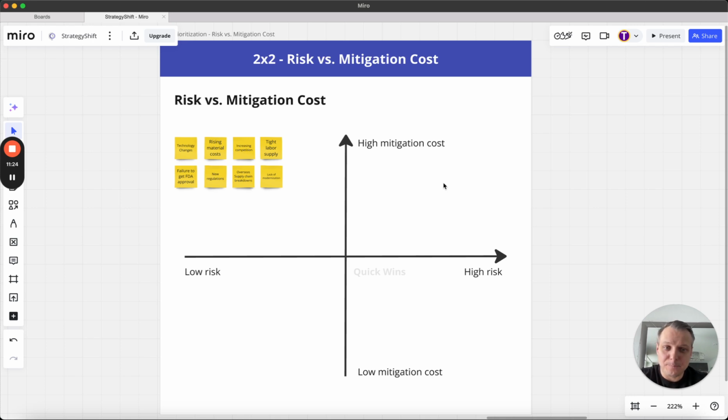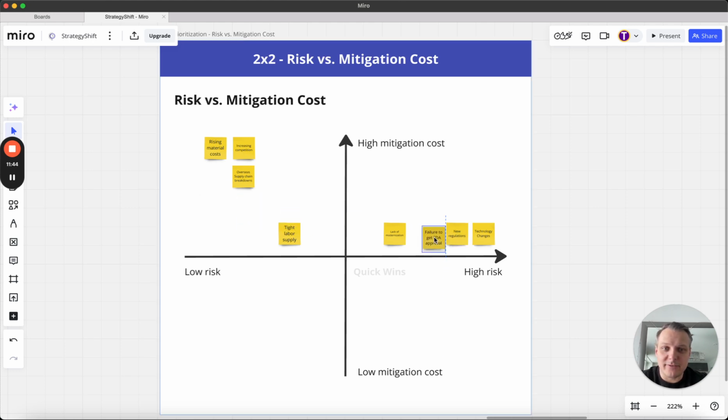So here, in this case, I would kind of reverse the prioritization. I would start with the risk. So you put the risk to the business, and then you organize them based on high risk, low risk, lack of modernization. So for example, new regulations, probably high risk, failure to get FDA approval, and maybe that's even higher than that. And then risk of rising material cost, that's here.